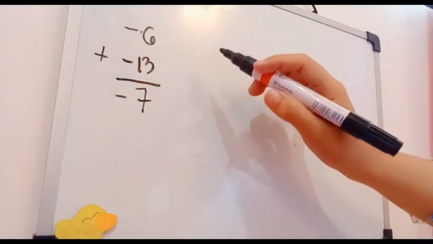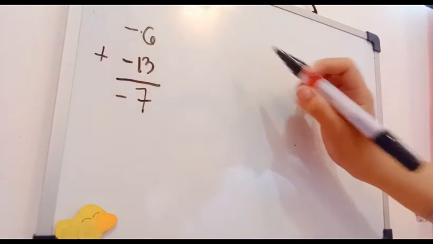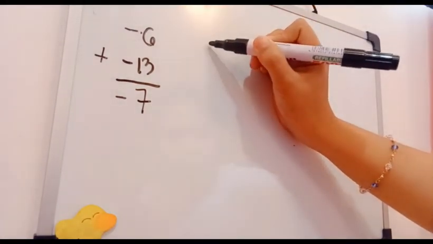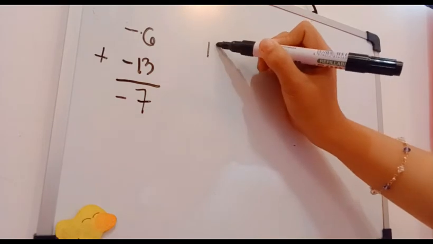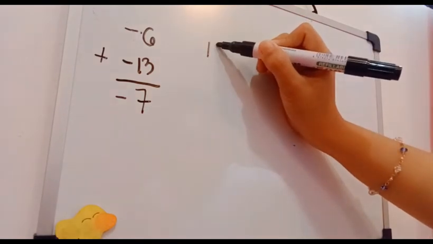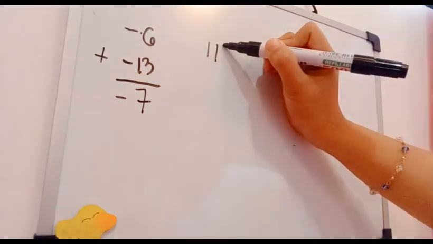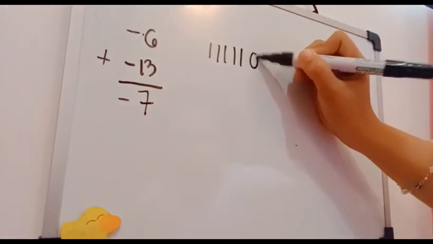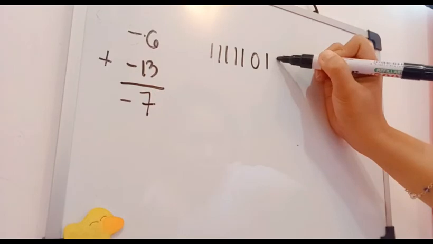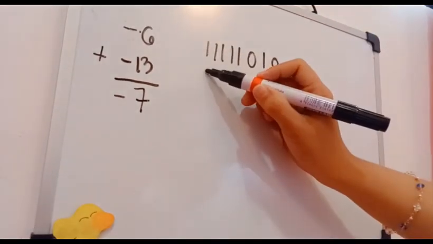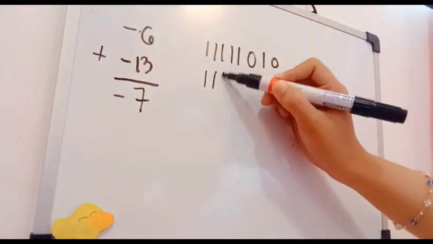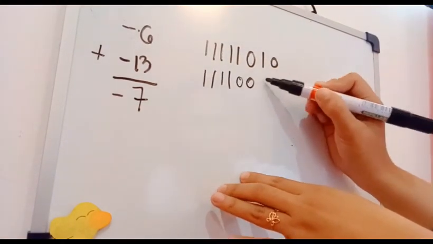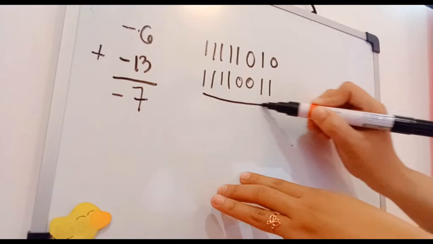So converted na tong isusulat ko ha to its 2's complement. So this is 1. This is in its 8-bit representation. 1, 1, 1, 1, 0, 1, 0, and then this is 1, 1, 1, 1, 0, 0, 1, 1. We're going to add.